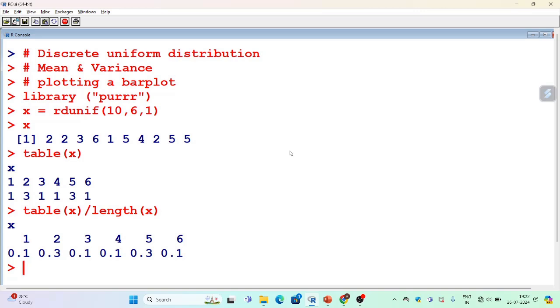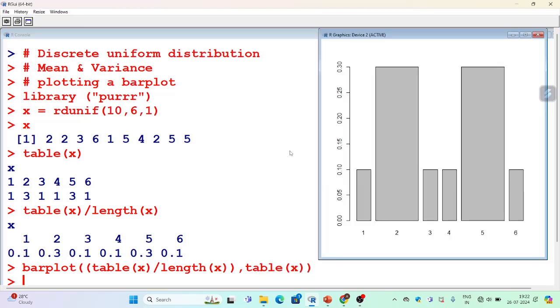But in real life, the probability of getting every digit is 1 by 6, right? But it doesn't look like that, because if you see 2, you are getting 0.3. The reason is we have done the experiment only 10 times. Now I will show you how the bar plot looks. Barplot of table of x divided by length of x, comma, table of x. This will give us a bar plot. It should be somewhere between 0.15 and 0.2. That's how we should get that graph actually. But why are we not getting this? The reason is the number of experiments is very small. The sample set is very small.